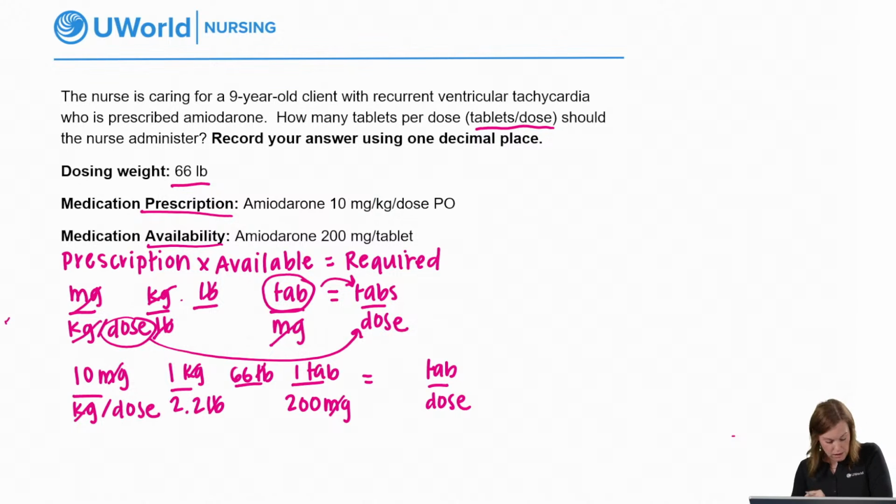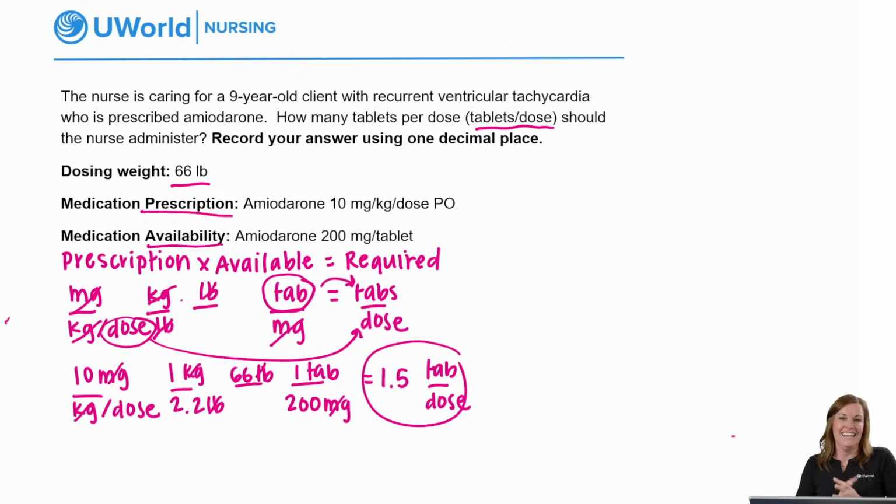So let's do our math. Across the top, we're going to do 10 times 66 divided by 2.2 divided by 200. That gives 1.5, which so many of you guys got. I'm so impressed. Well done. We did it. Oh, and I guess this is saying also 1 decimal place, but there was only one option for a decimal on that one. And we wouldn't want to give anyone like 1/3 of a tablet anyways.